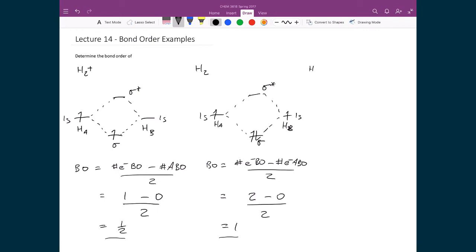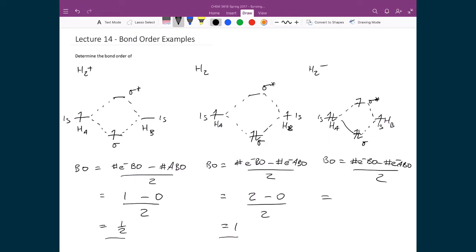Finally, let's look at H2-. I've now added a third electron to the system. So again, I draw my molecular orbital diagram: there's my one hydrogen atom, here's my other hydrogen atom, and I again draw my antibonding orbital and my bonding orbital. In this case, I now have 3 electrons in total, where I still populate 2 into the bonding orbital, but now I put 1 in the antibonding orbital. Now I calculate the bond order: the number of electrons in bonding orbitals minus the number of electrons in antibonding orbitals, divided by 2. I can write 2, subtract 1, and divide by 2.